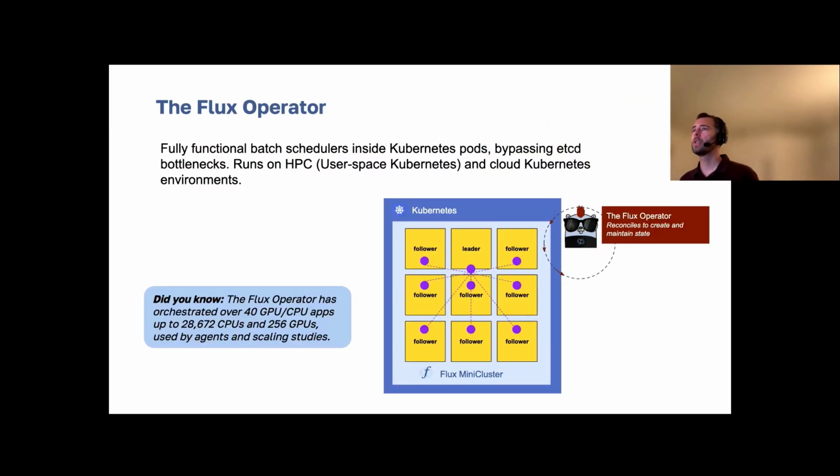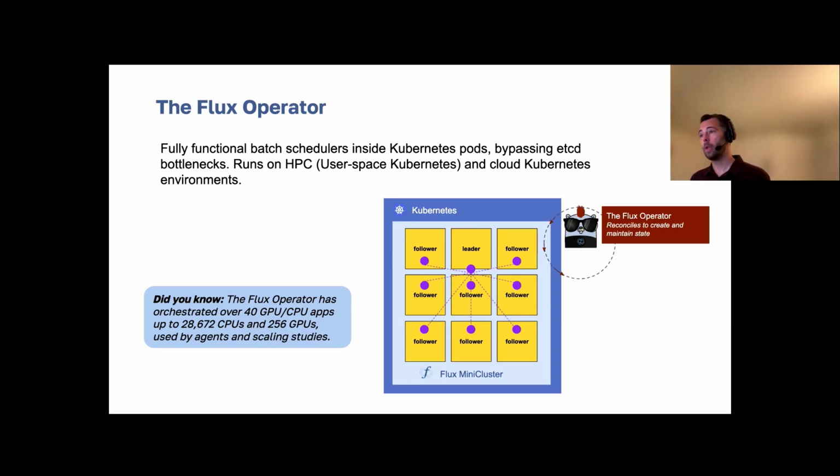Now, one of the first examples of this, the project that we created, was the Flux operator. Now, the Flux operator has a reconciler that creates and maintains a user-defined state. It creates a leader and a lot of followers that wire up together in order to create a Flux mini cluster. And this creates a fully functional batch scheduler inside of Kubernetes pods. So basically, it creates a Flux instance that manages and schedules those pods as if they're nodes. And this, in turn, bypasses the etcd bottleneck, which is well known.